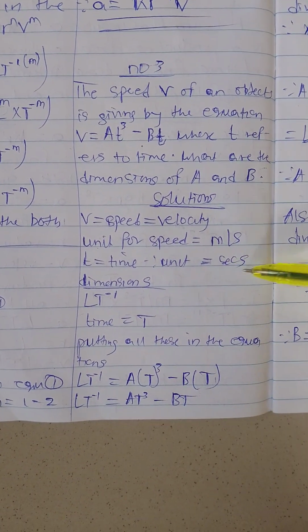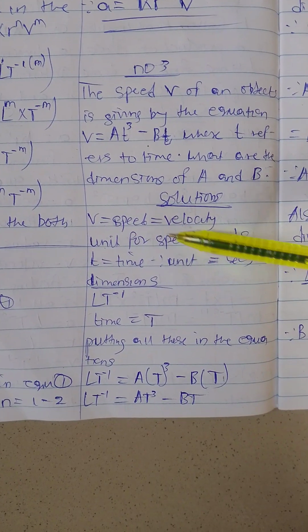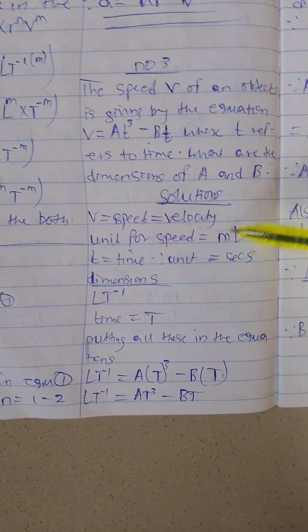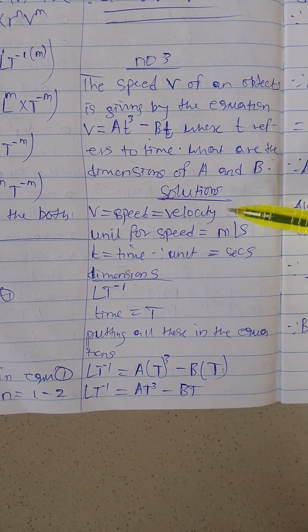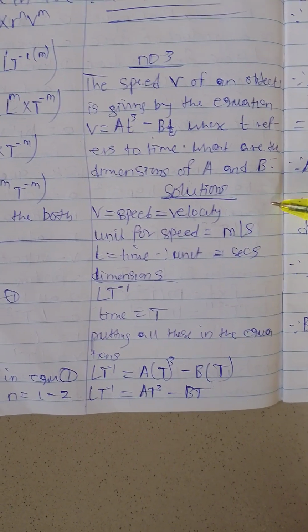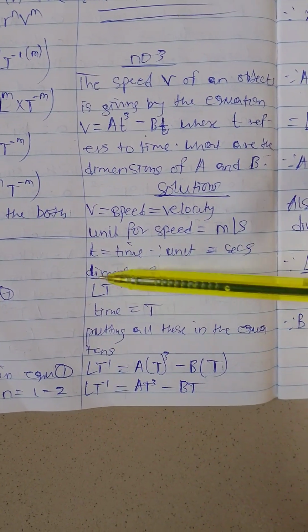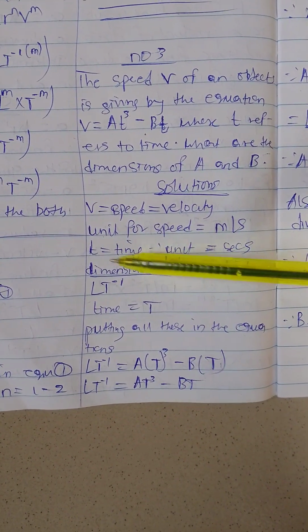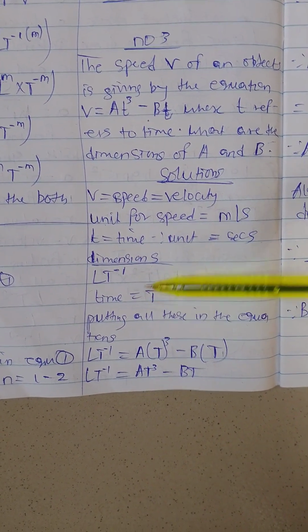Now I have to find the dimension for all these units. The dimension for speed: meter has dimension L, and this is per second, which is 1 over s, s raised to the power minus 1. The dimension for seconds is T, so that becomes T raised to the power minus 1. I know that the dimension for time is capital T.